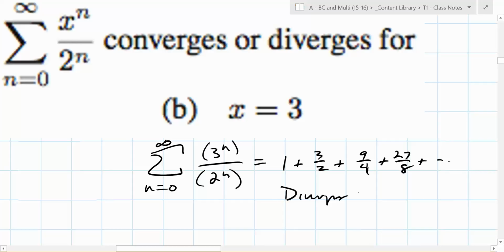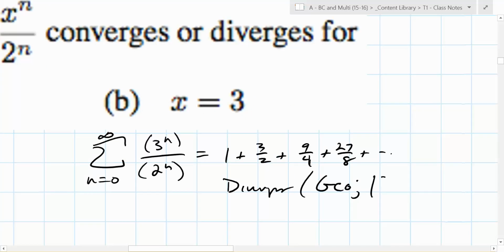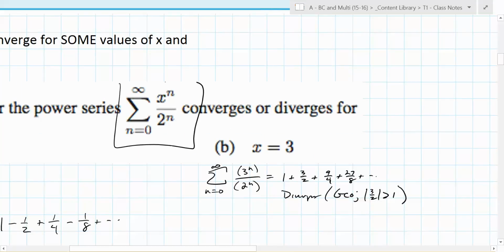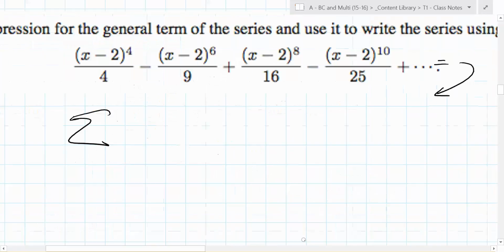Does this converge? Diverges, why? It's geometric, and the ratio, which is what? 3/2 is greater than 1, exactly. So here's the thing. This is the same series except with a different value for x. So depending on the x value, it could converge or it could diverge. Are there going to be some where it doesn't matter what you plug in, it's always going to converge? Yes. Are there going to be some that are always divergent? Absolutely. We're going to look primarily at the ones where it gets really interesting. It'll converge for some x values and diverge for others.